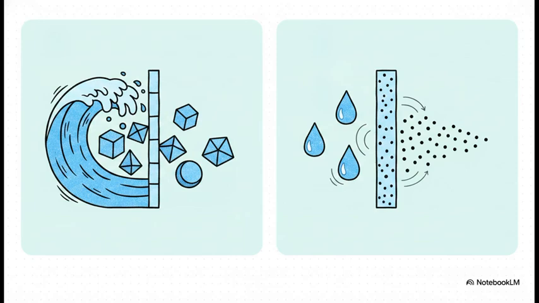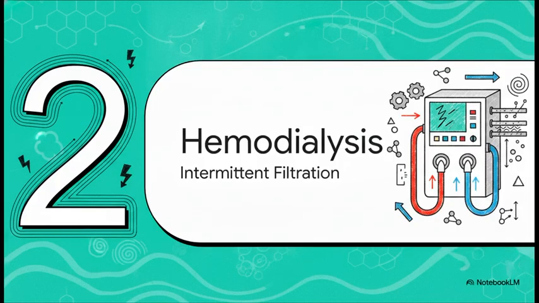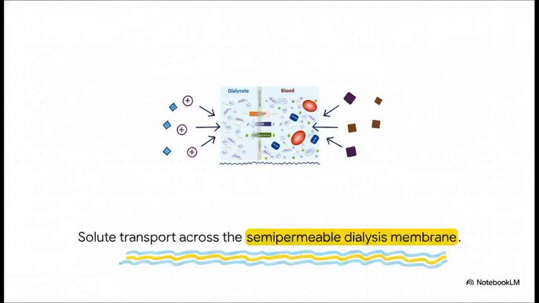Moving on to Section 2, hemodialysis, intermittent mechanical filtration. This is where we apply all those physics we just talked about to a highly efficient external machine. And this brilliantly illustrates exactly what's going on. Inside the machine, blood and dialysate fluid are separated by a semi-permeable membrane. High-concentration waste products like urea and creatinine move out of the blood and slide down their concentration gradients into the dialysate. But it's a two-way street.